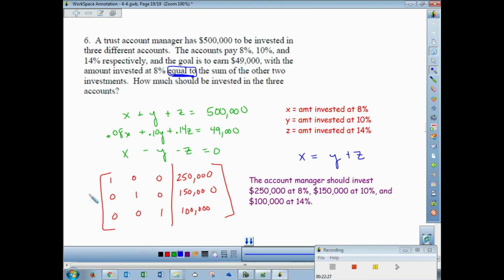Here it is. Hopefully, if you didn't make any typing errors, this is what your solution matrix should look like. That means the account manager should invest $250,000 at 8%, because that's what X equals, $150,000 at 10%, and $100,000 at 14%. Cool. That's it.